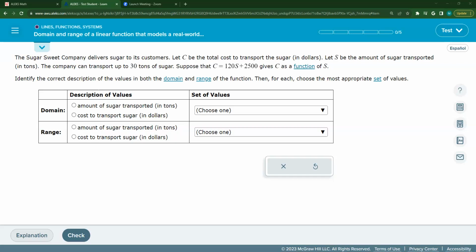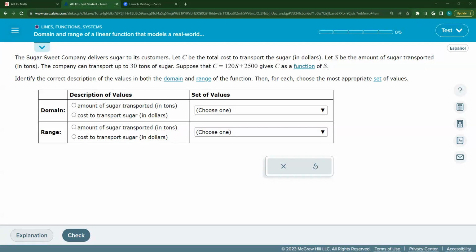So the Sugar Sweet Company delivers sugar to its customers. Let C be the total cost to transport the sugar in dollars. Let S be the amount of sugar transported in tons. The company can transport up to 30 tons of sugar. Suppose that C equals 120S plus 2,500 gives C as a function of S.